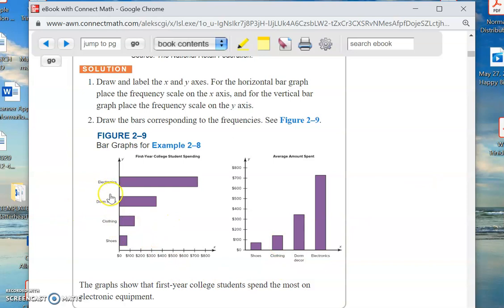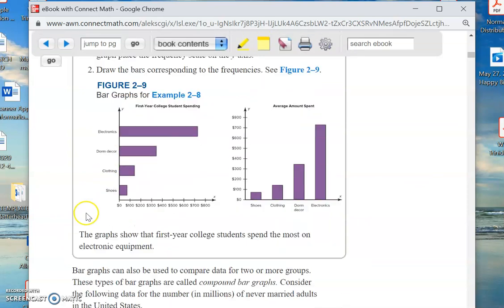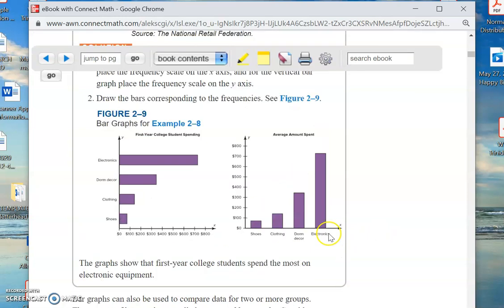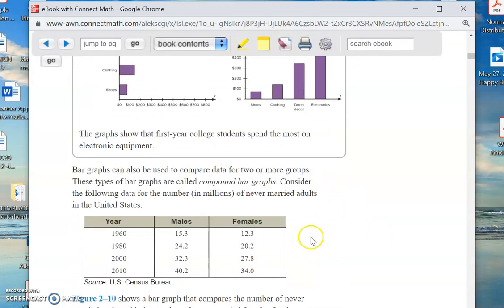The other thing that's different is that on this bar graph, we're okay to have the data going horizontal. The categories are the same as before, electronics, dorm decor, and so forth. But now instead of going up, it goes this way. So the x-axis is now the amounts or the frequencies or the prices or what have you. I'll let you read that. I'm sure you'll be able to get through that.